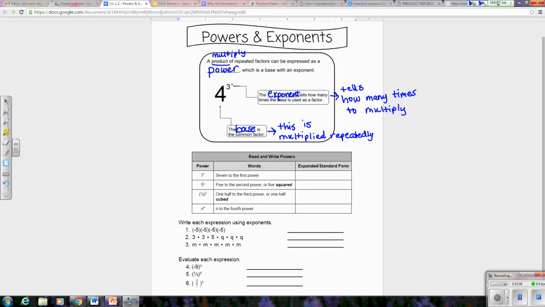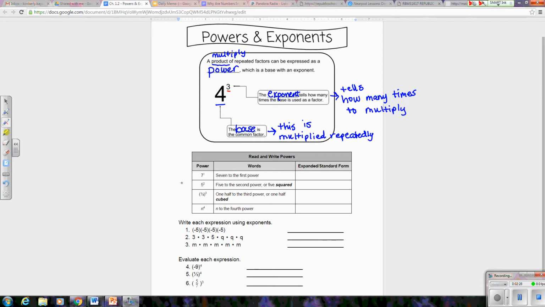All right, so that's how that describes power. So if I talk about a power, I'm talking about the entire thing. If I'm talking about a base, I'm talking about this part. And if I'm talking about an exponent, I'm talking about that part. So here's some examples of reading and writing powers. Okay, first of all, this is the power. These right here are the powers because we have the base and the exponent together.